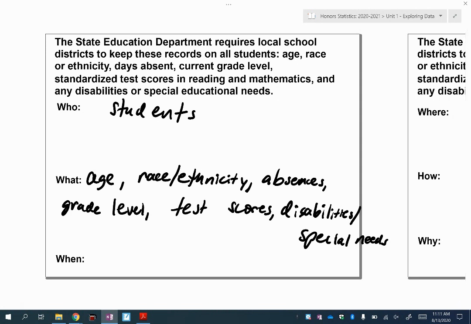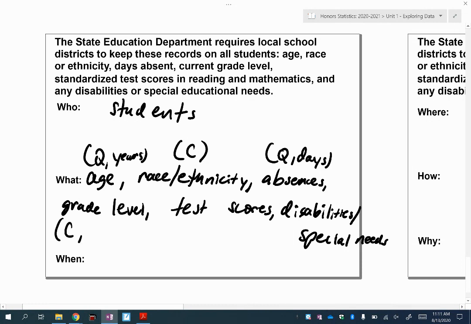Age, I'm going to go with that age is quantitative, right, in years. Race / ethnicity is going to be categorical. Absences, quantitative, and I'll put the units are days. For grade level, I think this is categorical because they're just picking either 9, 10, 11, 12 if it's high school, or more options if they're going to elementary school. So I'm going to go with categorical here. For test scores, quantitative, that's going to be points, or I'm not even sure, percentiles maybe, whatever they choose to put down for test scores. And then for disabilities / special needs, I'm going to put categorical.